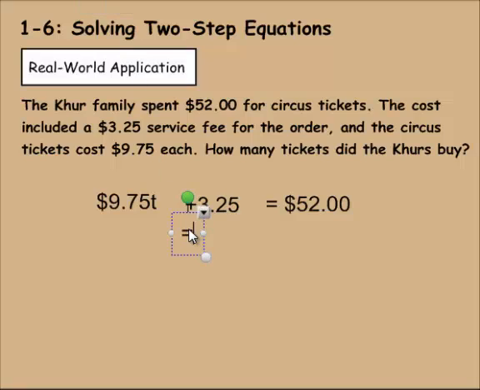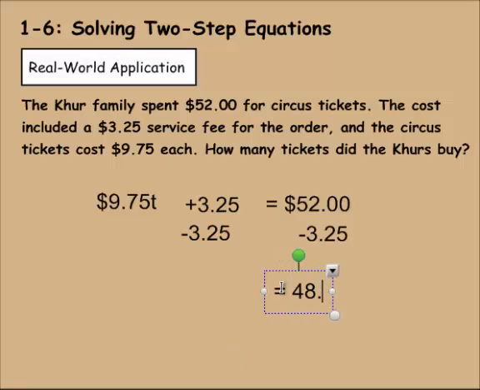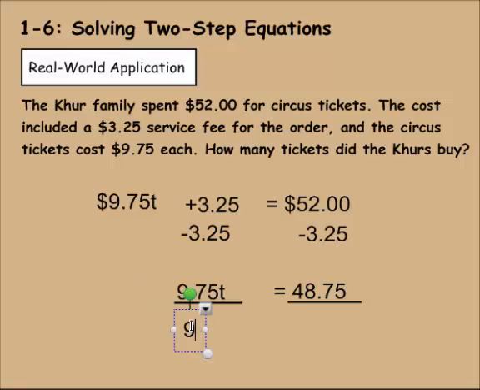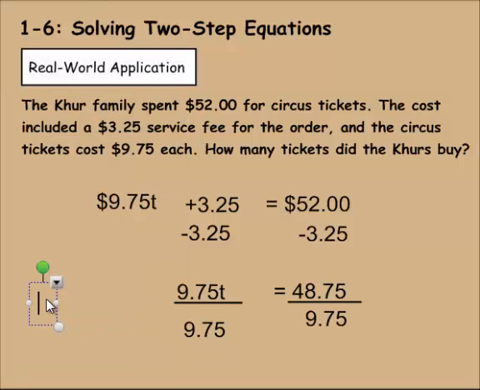We could subtract $3.25 from both sides. So $52 minus $3.25, that would give you $48.75. So our new total is $48.75, and we have $9.75 times T. Remember, the opposite of multiplying $9.75 would be dividing $9.75. So we can divide both sides by $9.75. And we have 48.75 divided by 9.75, and it looks like they purchased 5 tickets. So our answer would be 5 tickets.